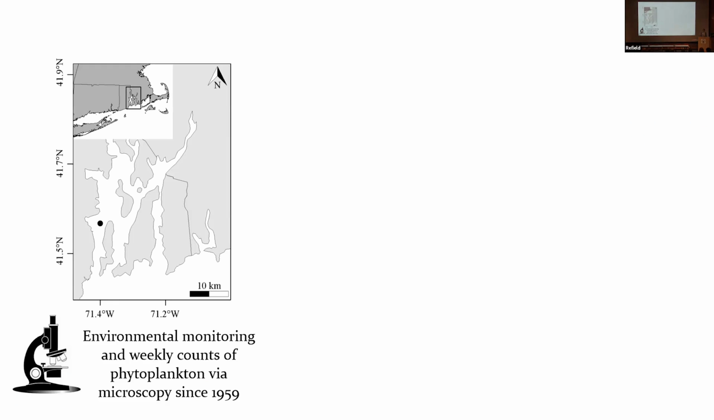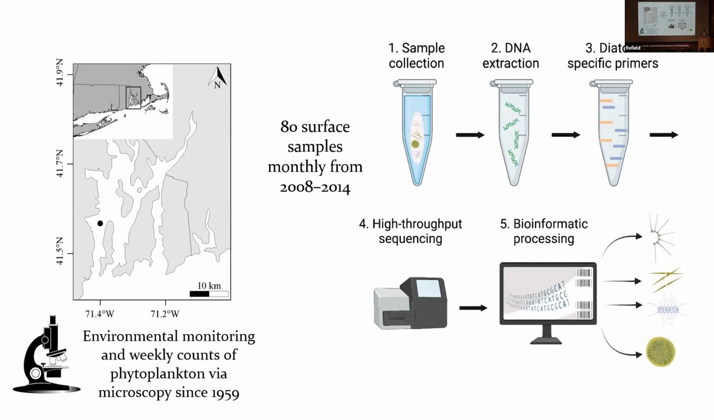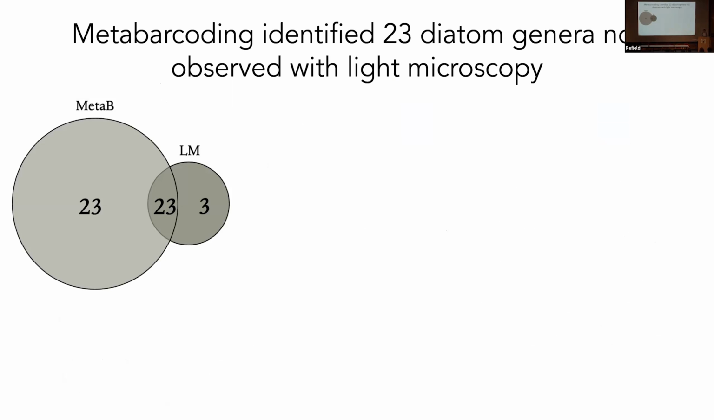The Narragansett Bay time series has been in progress since 1959, so a very long time, and we have weekly counts of phytoplankton diversity via light microscopy. However, like I said, here we used a metabarcoding approach, and we used a subset of the time series. We used 80 surface samples from a 6-year time period from 2008 to 2014, using a metabarcoding approach shown here. I'm not going to go through it, to get at species level identification. And we found that with metabarcoding, we identified 23 diatom genera that were not observed with light microscopy during the same period of our study.